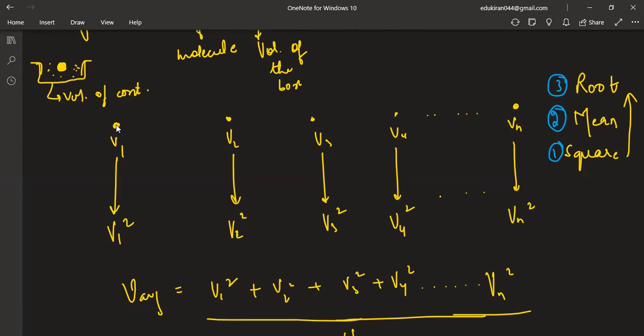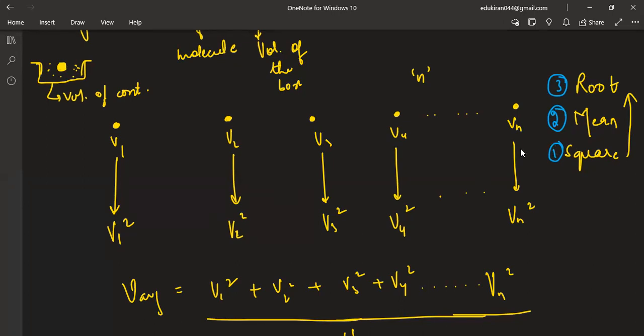So see, these are all the particles that are present in a container. N number of molecules are present, so every molecule will have its own velocity, n number. N is the total number of molecules present within the container, and v is the speed. So what do we have to do? Not root, not mean. First, we have to find the square. So square each term: V1 square, V2 square, V3 square. Likewise, square all the terms.